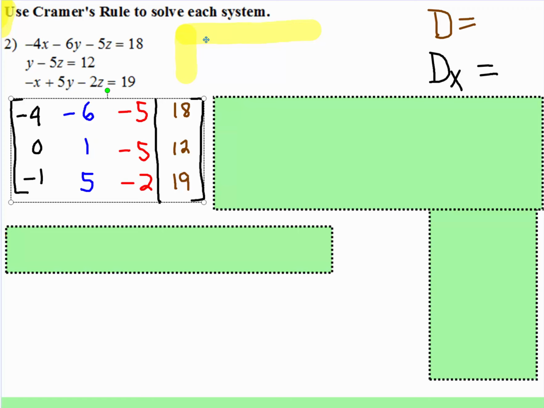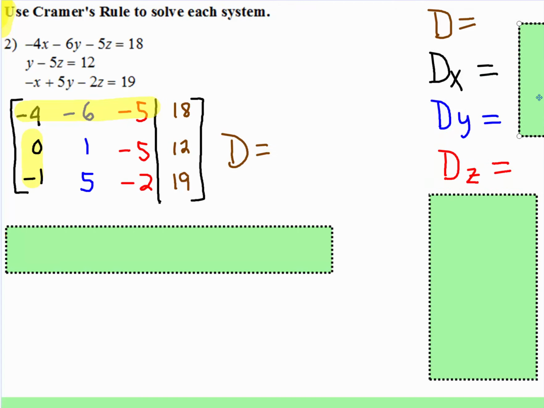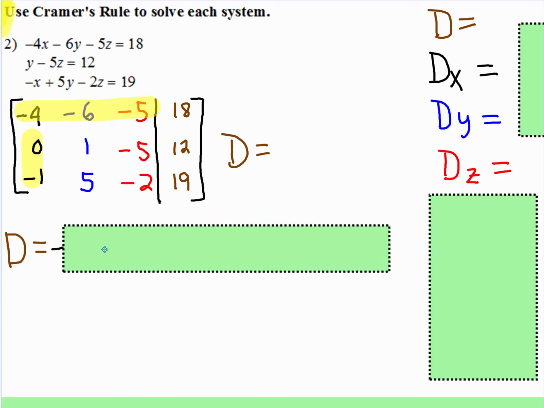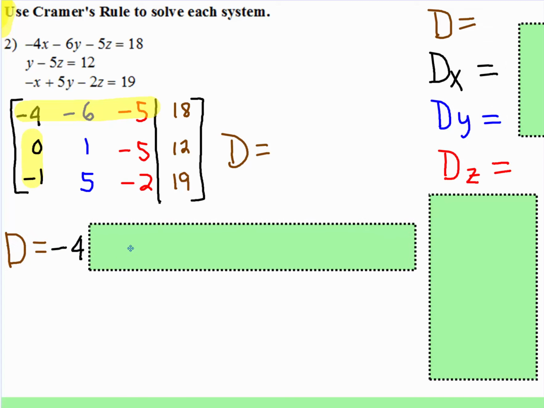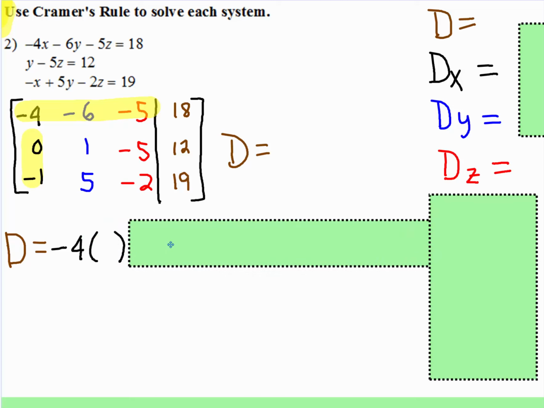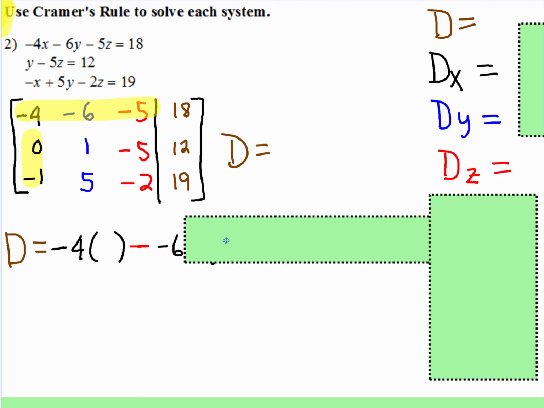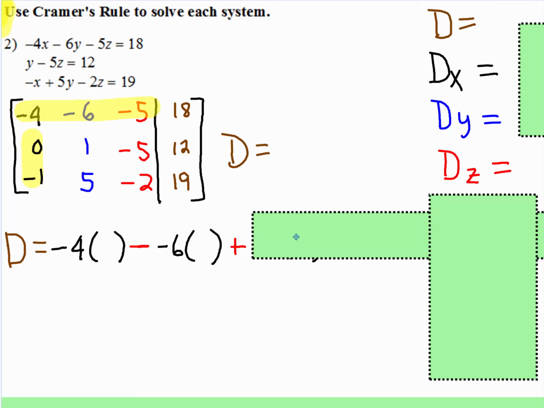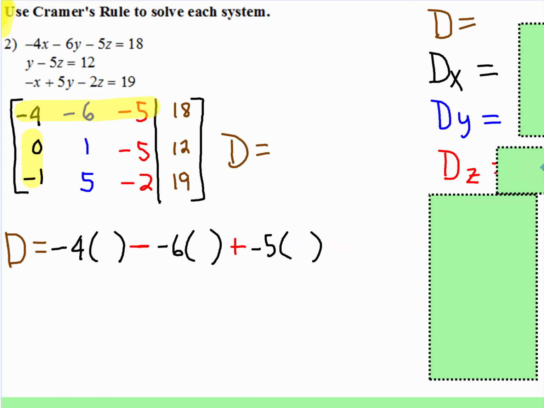So remember what you do. It's this first row, and then each of those individual elements has a determinant. All right, so let me move this out of the way. To find the determinant, you take that first element and multiply it by its determinant. Then you subtract the second element, which is -6, times its determinant. Then you add the third element, which is -5, times its determinant. All right, so let's go ahead and get started.